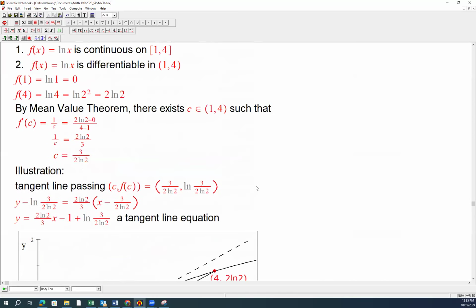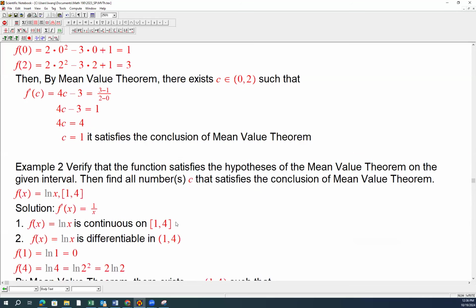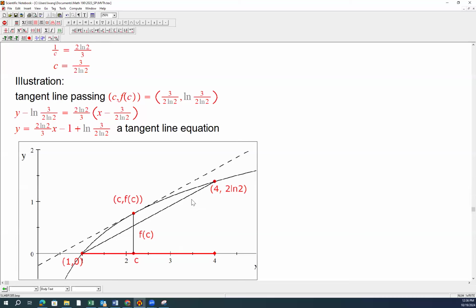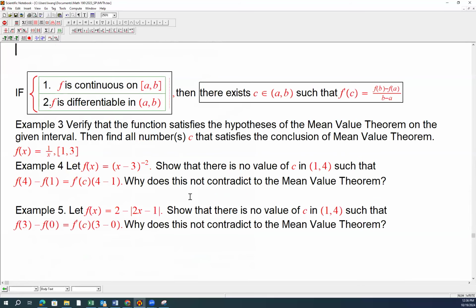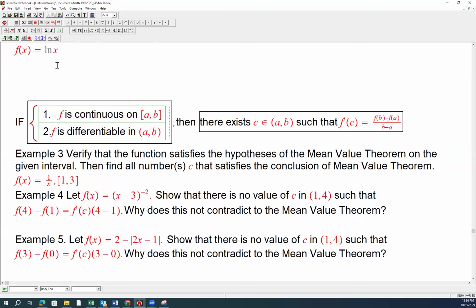And the first example is similar. You may like to work on it. If you have any questions, please don't hesitate to reach out to me. That was number 2. Let's look at number 3.